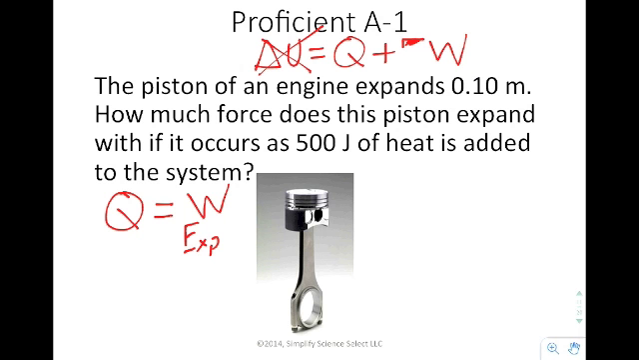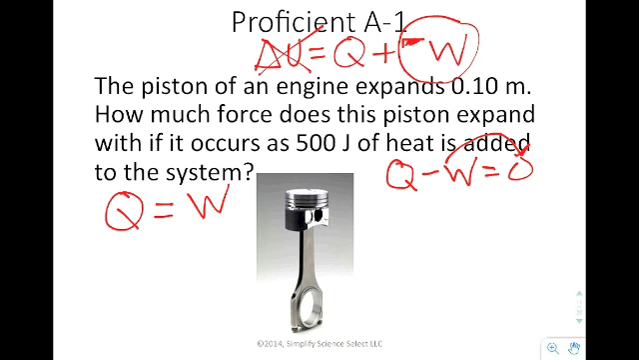Now remember, that meant that this value would be negative, so you actually have Q minus W equals 0. So when I move it to the other side, it's going to be Q equals W now. So we have this whole idea that it's expanded. Now I do know that there are 500 joules of heat added to the system. I do know that this right here is work.